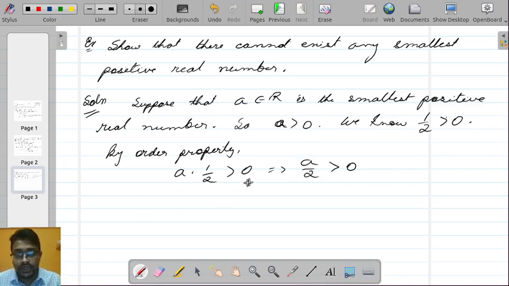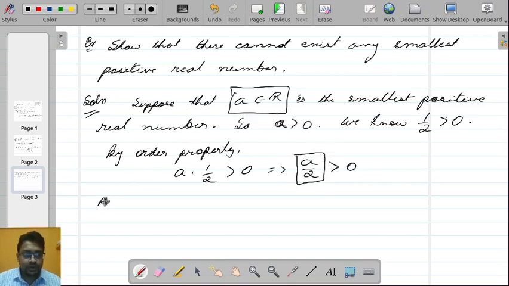Now we have to check whether a is greater than a by 2, or a by 2 is less than a. We have supposed that a is the smallest, that means we cannot find anything smaller than a. But we will show that the number a by 2 that we have found is actually smaller than a. So how to show that a is greater than a by 2? We have to just compute the difference of these two. In order to show a greater than b, what is the definition? The definition was a minus b should be greater than 0. So we will compute this.